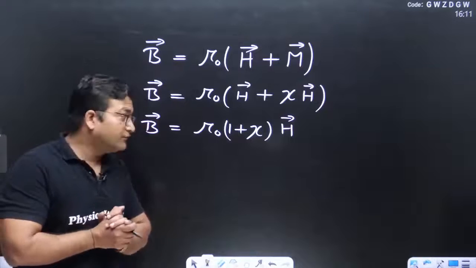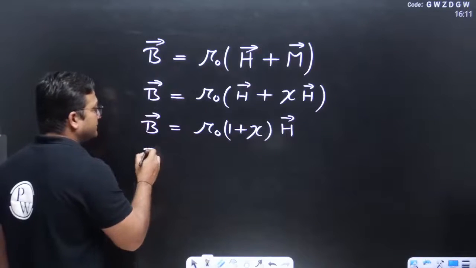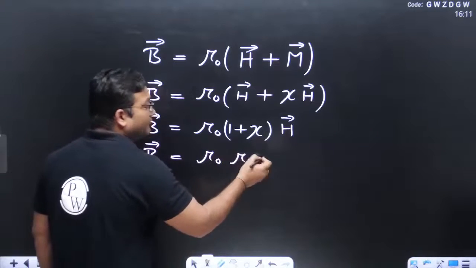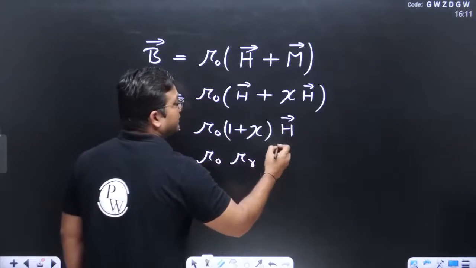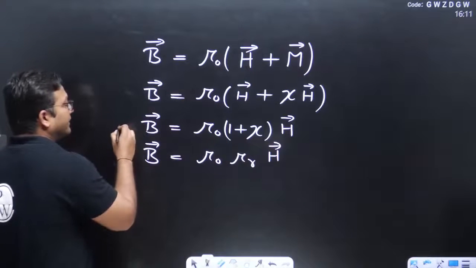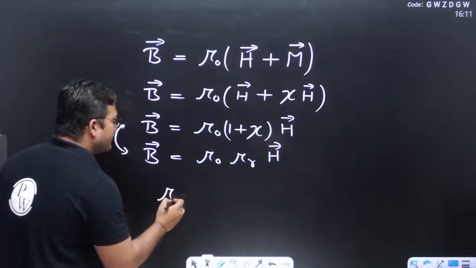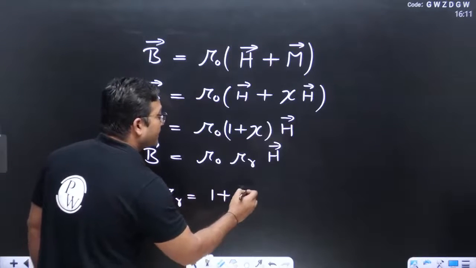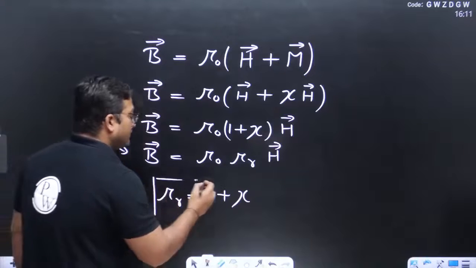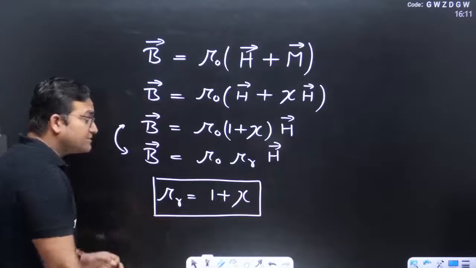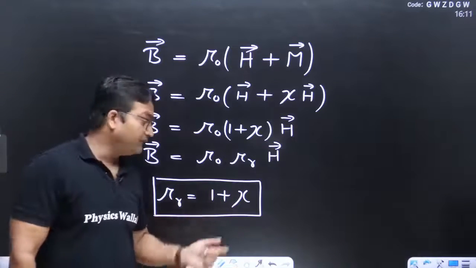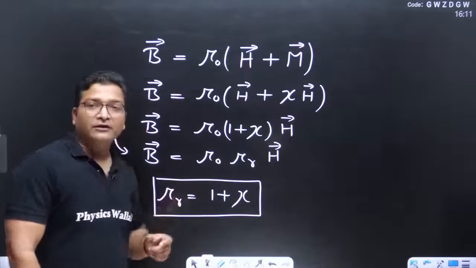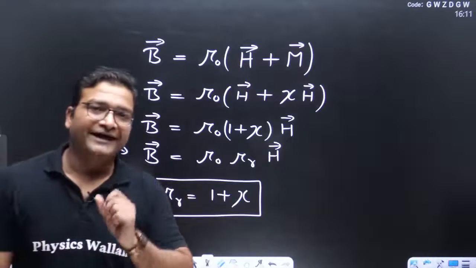As we also know, the B vector is equal to mu naught times relative permeability times the H vector. So by comparison, I think you can easily see that relative permeability is related to susceptibility as 1 plus chi. If you know chi, add 1 to it, you get the relative permeability of that medium.